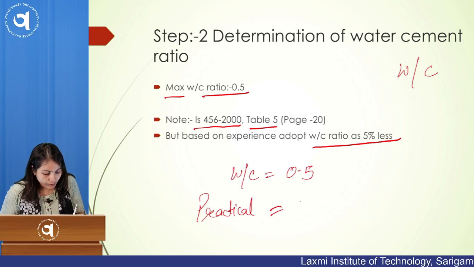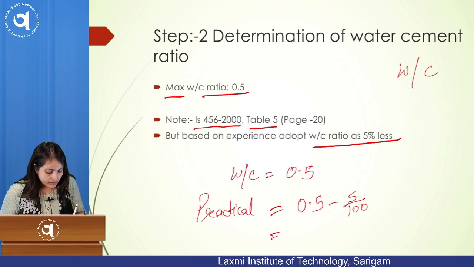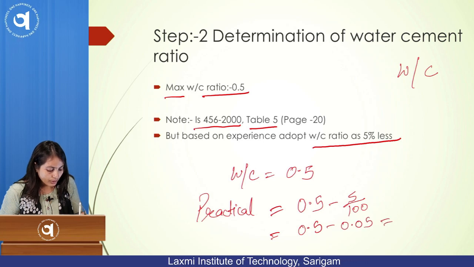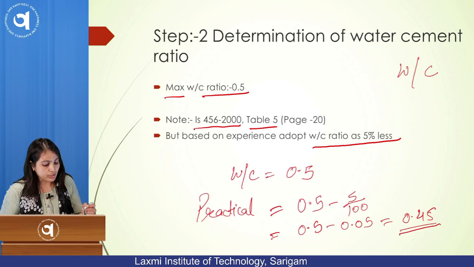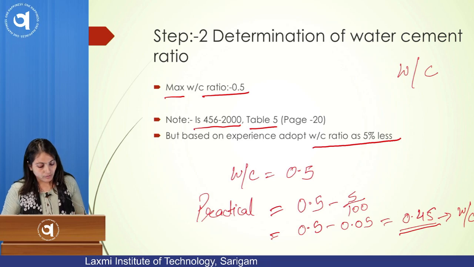So here what we will do, 0.5 minus 5%, means 5 by 100. Okay, so here you will get 0.5 minus 5 by 100, which is nothing but 0.05, so equal to 0.45. So here the actual water cement ratio we will adopt as 0.45. Is it okay for you? Okay, we'll move to the next.